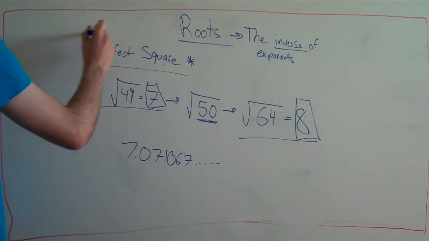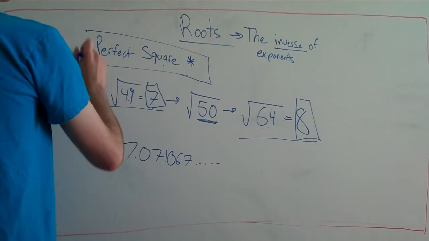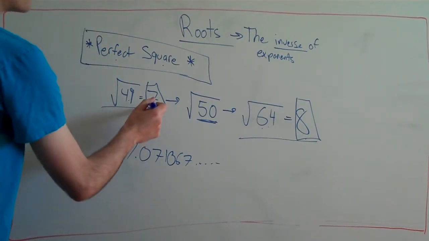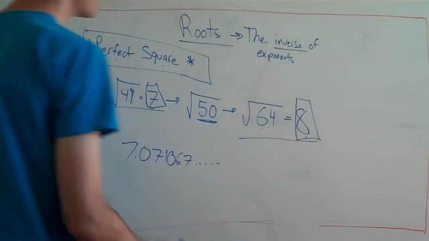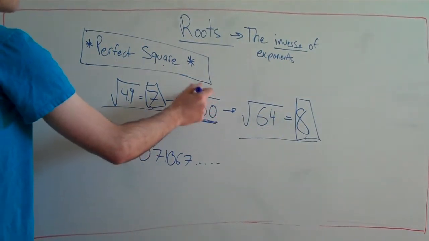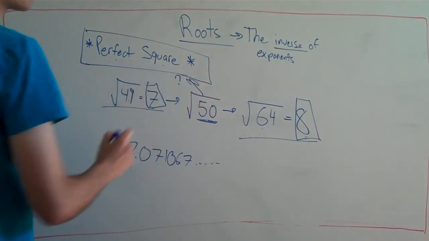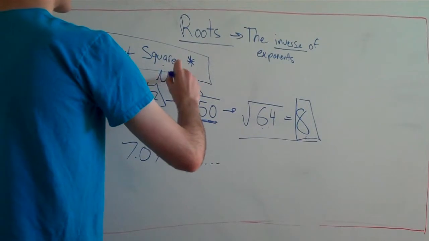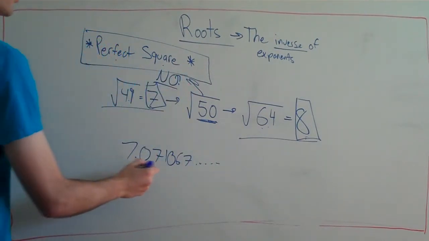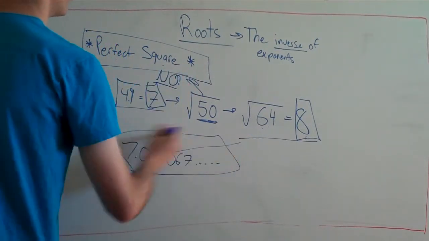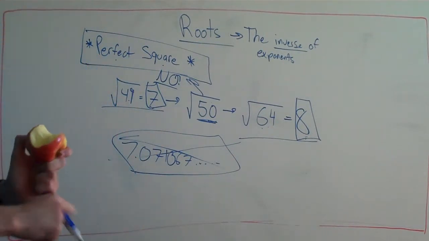Perfect squares are really nice. You know why? They're pretty numbers. They're pretty numbers like 7. They're pretty numbers like 8. The root of 50, is that a perfect square? No. It's not perfect. Not even close. It's some ugly number. Terrible. Okay.